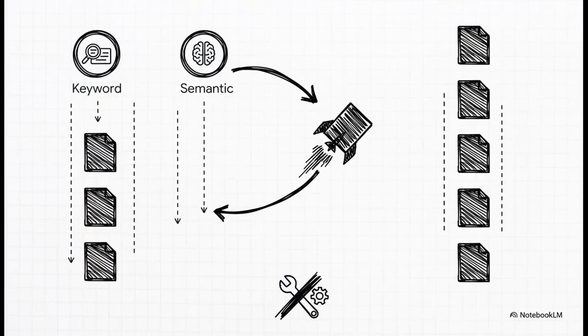The core idea here is genius. It's so simple. You run your keyword search, you get a ranked list. You run your semantic search, you get another ranked list. RRF just merges them. So a document that ranks high on either list gets a nice little boost, but a document that ranks high on both lists, whoa, that gets a massive boost right to the top. And the best part is you don't need any complicated machine learning or endless tuning to make it work.